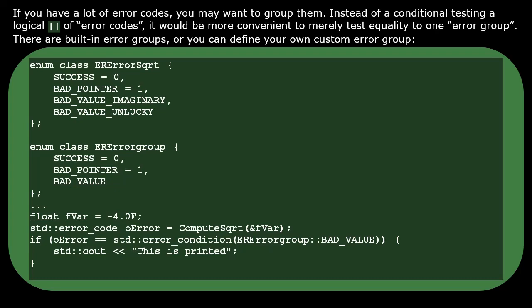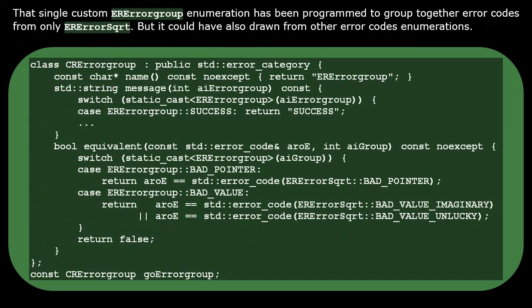An error group could have been defined as a grouping of error codes from more than one enumeration. But this source code shows an example error group definition where all of its error codes came from our earlier example's one enumeration.